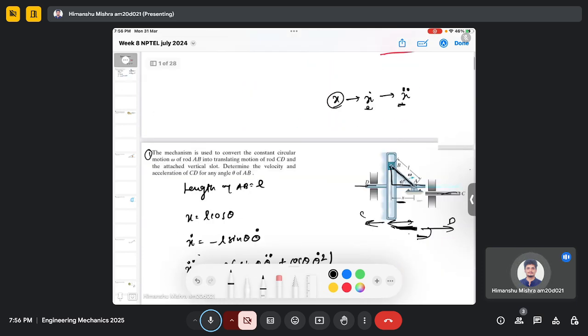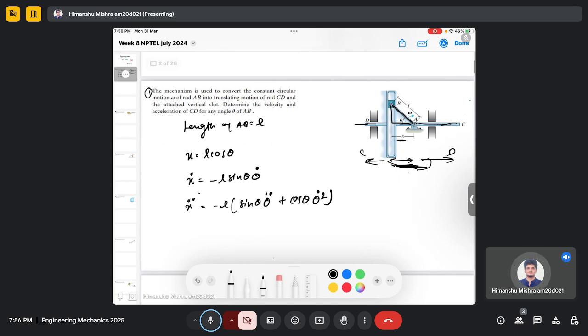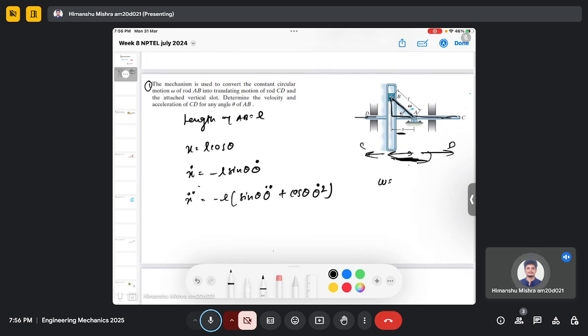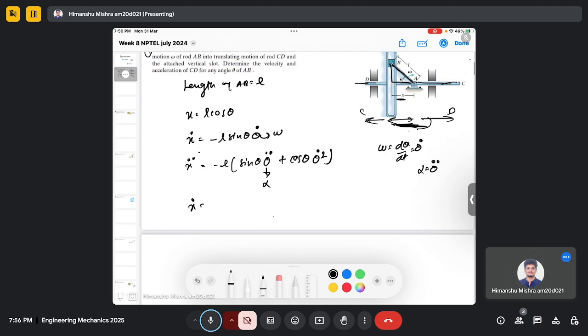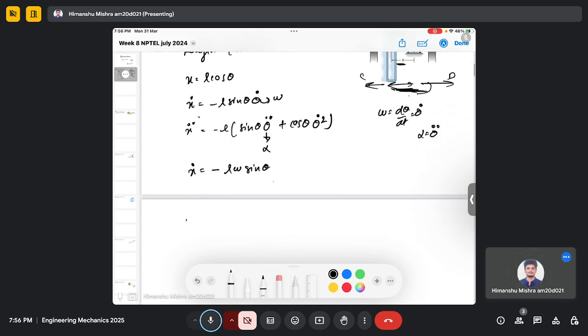From just before the question we have seen that omega can be given as d theta by dt, which is theta dot. So this quantity is omega, and this quantity is angular acceleration, theta double dot. So my x dot is minus L omega sine theta, and x double dot will be minus L, sine theta alpha plus cos theta omega square.